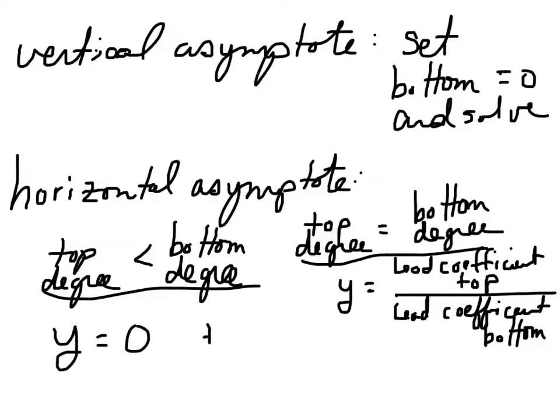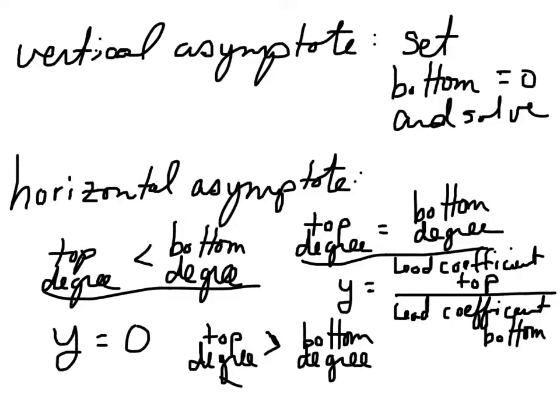The third scenario is if the top degree is bigger or greater than the bottom degree. If that's the case, then there is none. These are the two main asymptotes that we have: vertical and horizontal. But there is another one that we also include in here, called a slant asymptote.